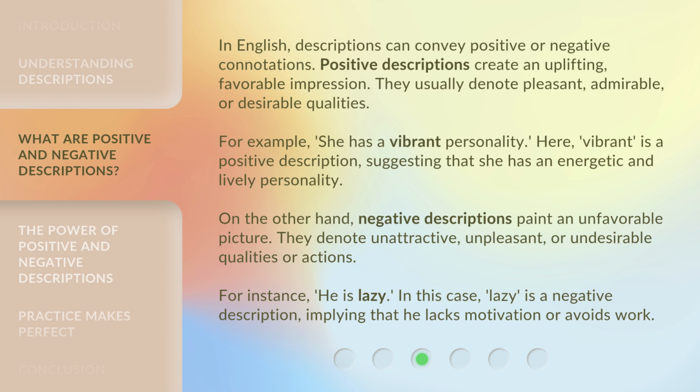On the other hand, negative descriptions paint an unfavorable picture. They denote unattractive, unpleasant, or undesirable qualities or actions. For instance, he is lazy. In this case, lazy is a negative description, implying that he lacks motivation or avoids work.